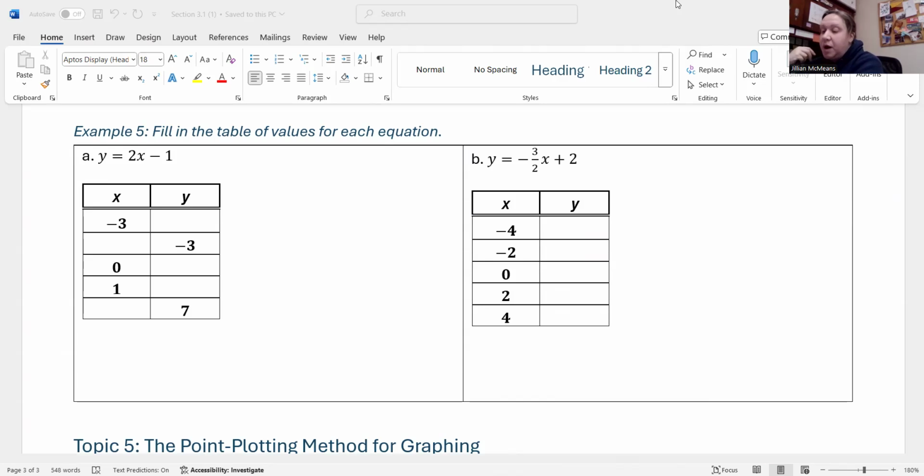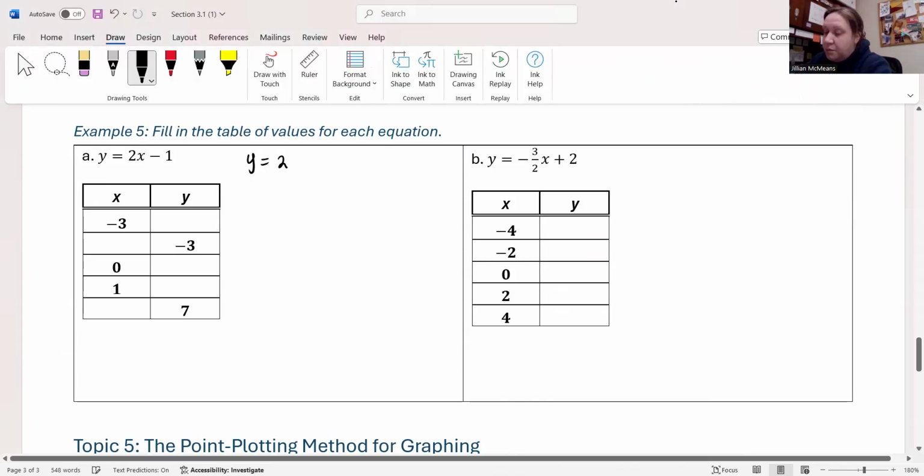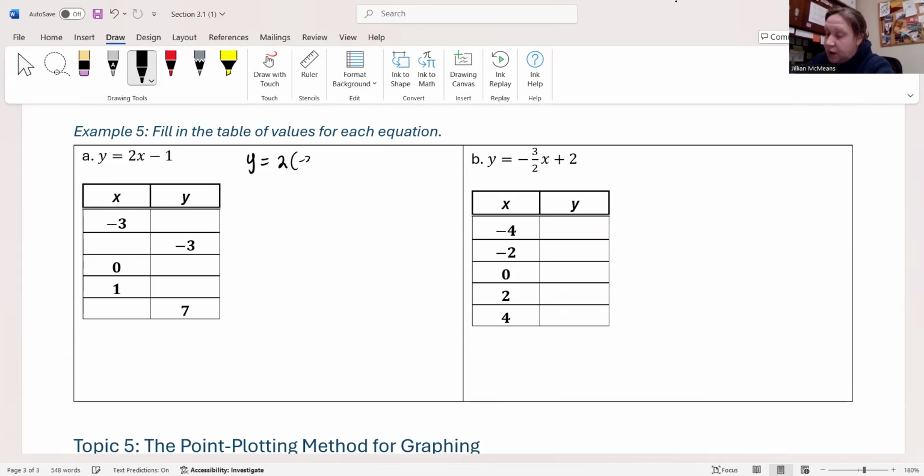Okay, so for part A, we have the equation y equals 2x minus 1. And then we've got our table of values. In the very first row, we've been given an x coordinate of -3. What we need to do is find the corresponding y coordinate so that we have a point that we know is on the line. So I'm going to take my equation, y equals 2x minus 1, but when I see the x, I'm going to replace it with a -3. And then we're just going to solve for y.